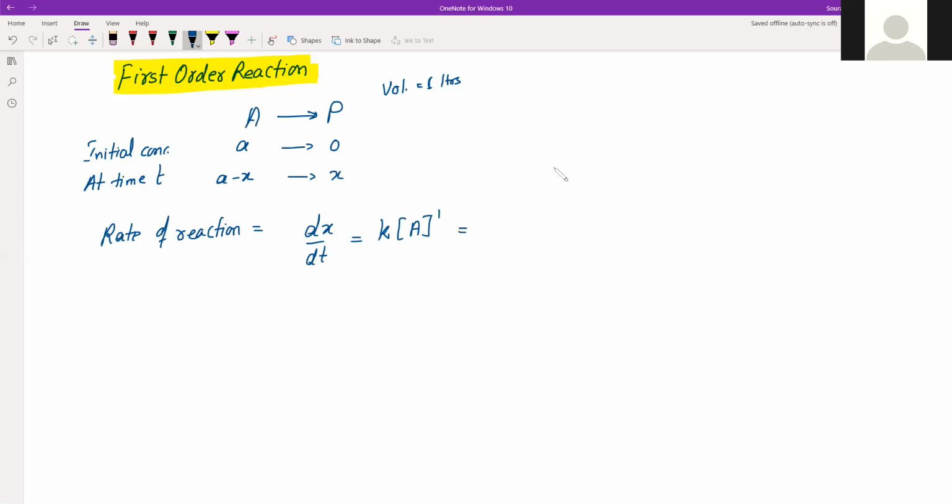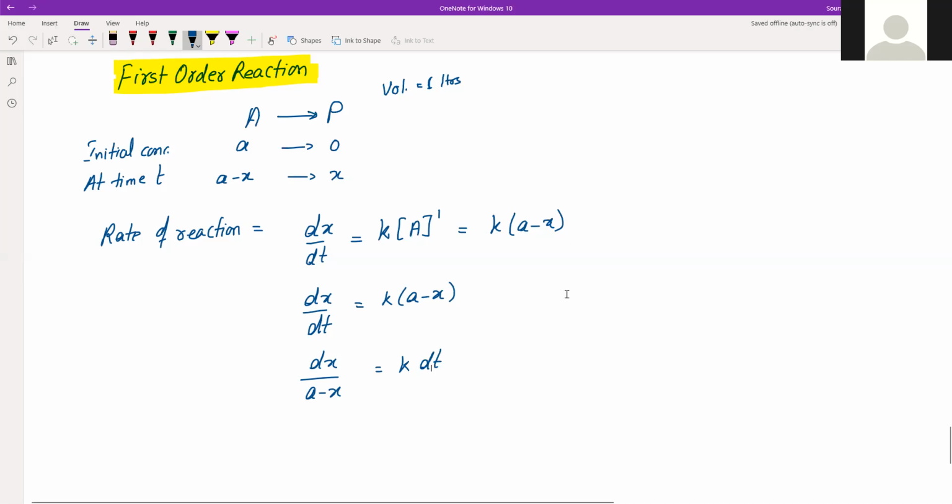And what is the concentration of A? That is a minus x to the power 1. So this means that dx over dt is equal to k(a minus x). Now again we separate these terms: dx divided by a minus x is equal to k dt. Separating means x terms on the dx side, and the t term on the other side. So again we have this ready, and now we have to integrate it.